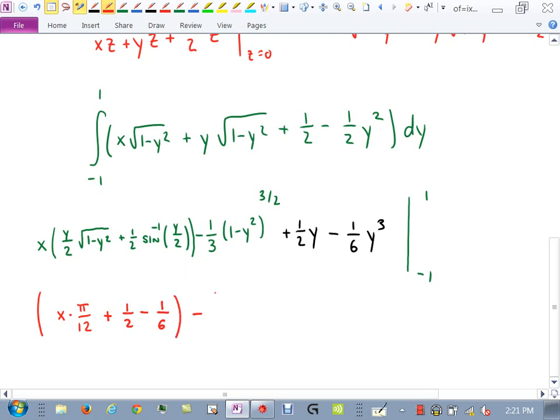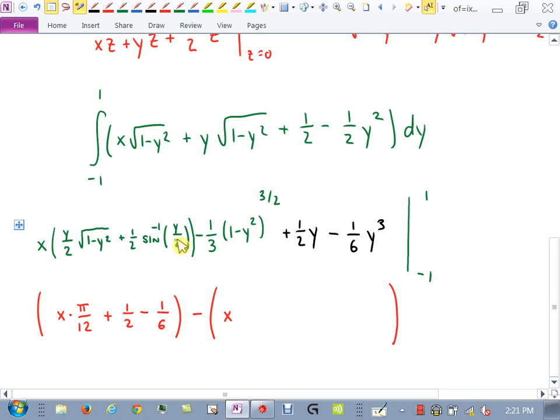Now, when I plug in -1. Well, good news, this is still going to go away, right? That's still going to be 0. I still have the x in front. What about arc sine of -1/2? You have to be real careful here.